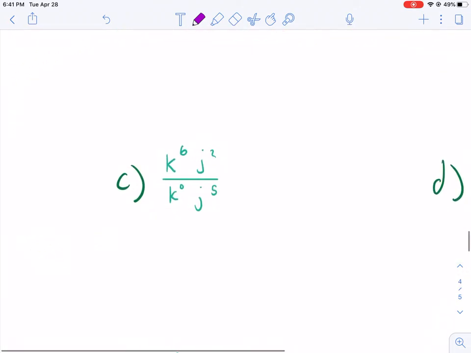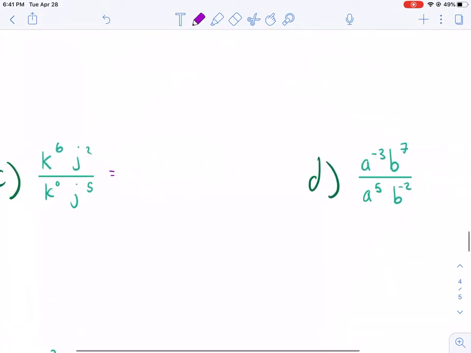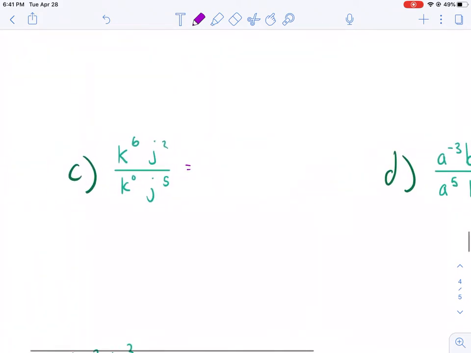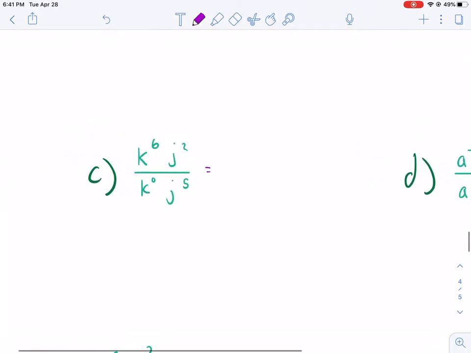So moving on to C, we have the same process here. I'll do C using my way and D using the other way. So to do C, there's nothing to cancel except k to the 0, which essentially goes away because it's the same thing as 1. So that cancels off on its own, but we could cancel 2 of these j's with 2 of those j's, leaving us 3 j's. So then we should have k to the 6 over j cubed.